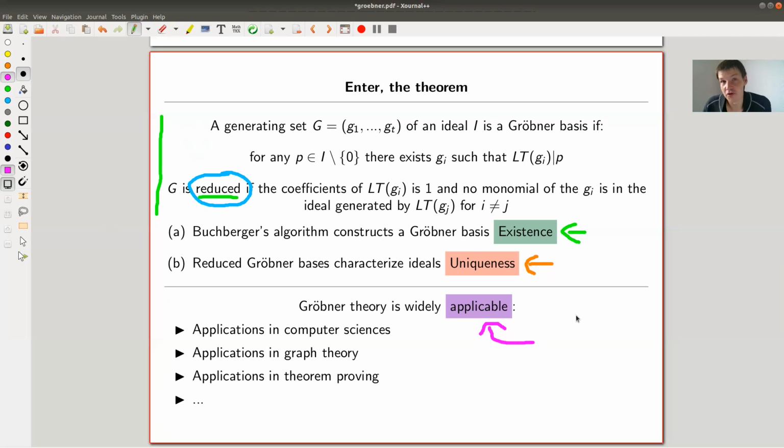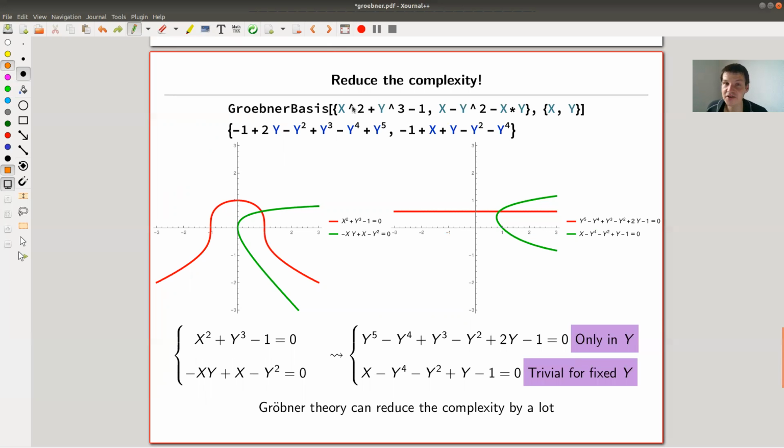But of course, this is super useful outside of abstract ring theory, because you basically calculate bases for ideals. So there are applications in computer science, in graph theory, in theorem proving, and a lot more. Or maybe more down to earth, and coming back to where we started.